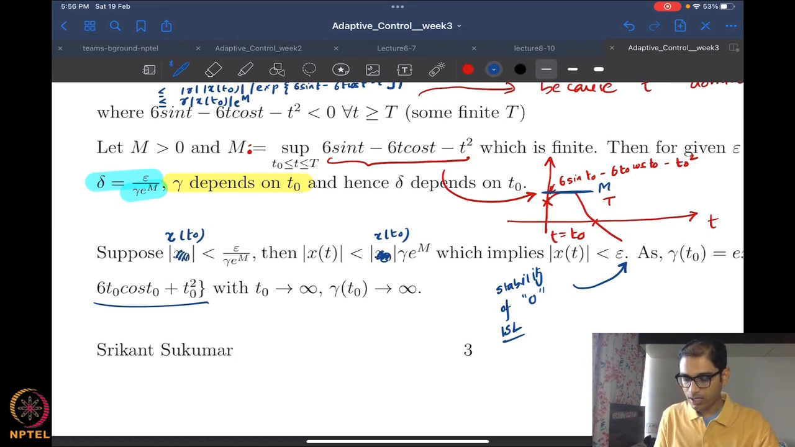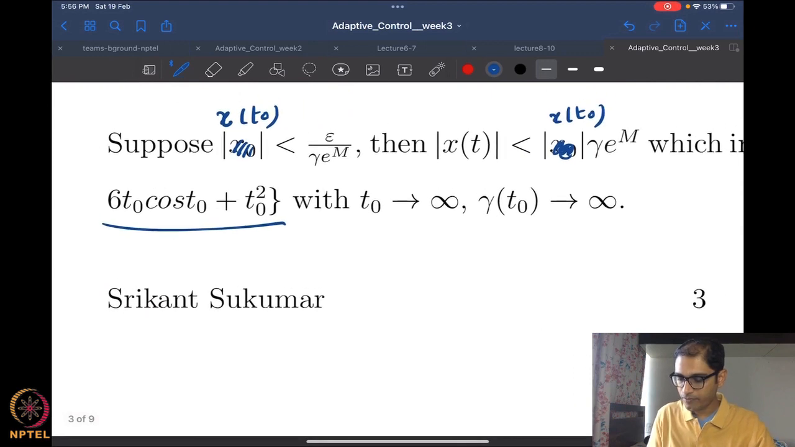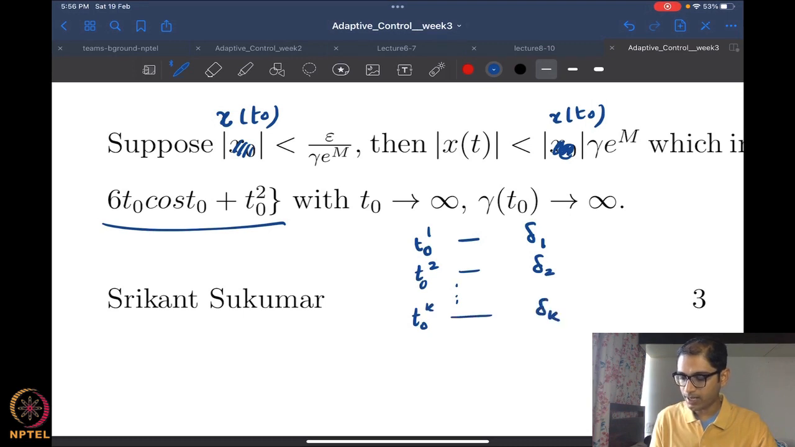Suppose I have T0,1, and corresponding to it, I get a delta 1. Similarly, I get another initial time, and corresponding to it, I get a delta 2. And as I go on and on, I get some delta k. Given k, I know that this is of course some kind of an infinite series, because my initial time can vary from say 0 to infinity. So I can have all sorts of initial times. Now, which delta should I choose is the question. I have so many deltas here, so which one should I choose?